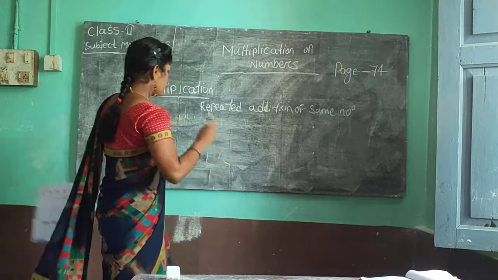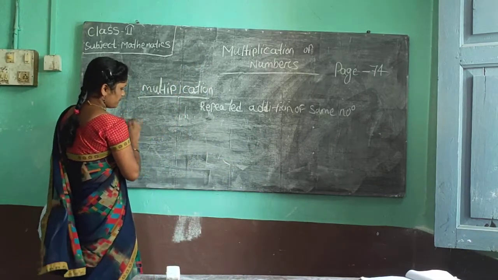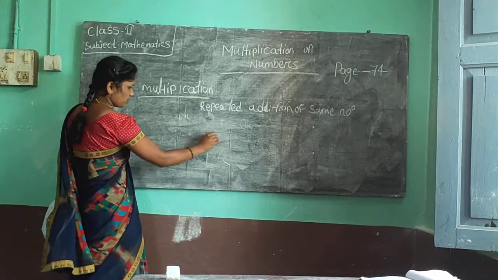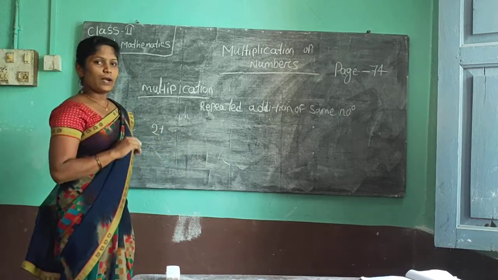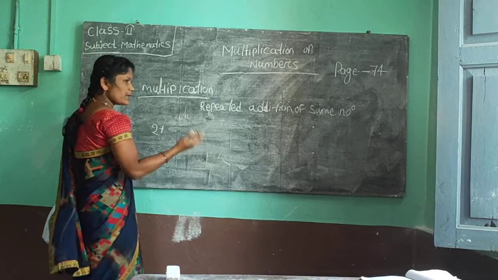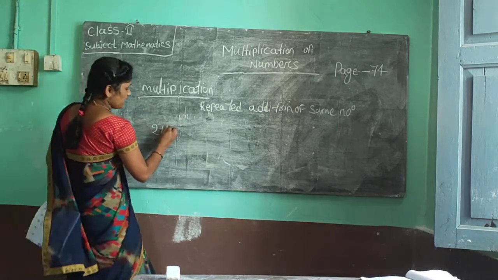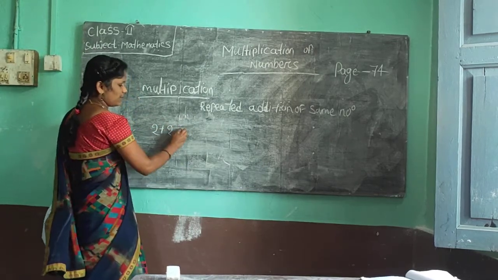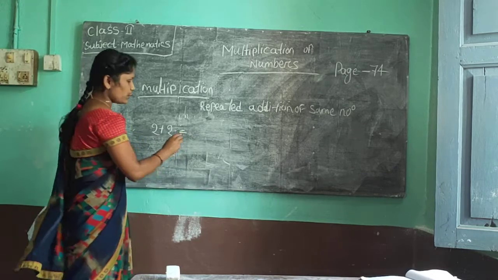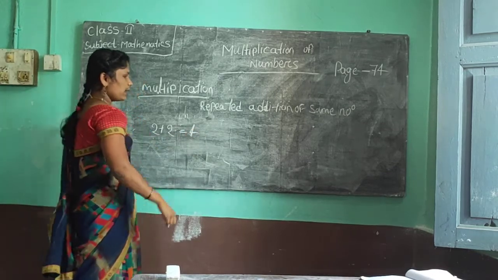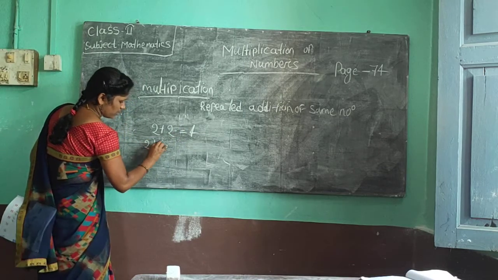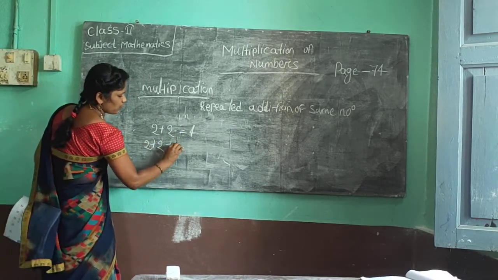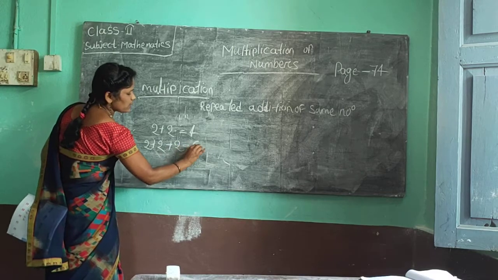Let's take another example. See, in a branch, two birds are sitting there. A few minutes later, two more birds came. Okay. That means what? 2 plus 2 equal to 4. Again, two more birds came there. That means what? 2 plus 2 plus 2 equal to 6.